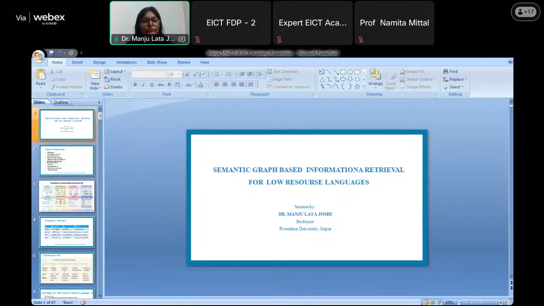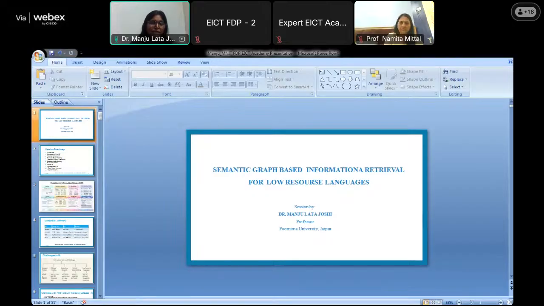Semantic graph modeling. This is one of the ways using which semantic information can be retrieved. So semantic graph is one of the means. Then semantic graph IR architecture, semantic graph ranking, how the documents are ranked by making use of semantic graphs. Then evaluation metrics, evaluation of the results, how the results ranked by the semantic graphs are evaluated.